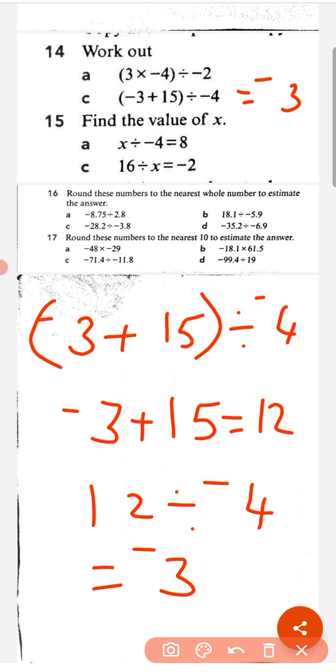Children, first we are doing the calculation in the bracket, that is negative 3 plus 15. We are adding numbers with different signs. Subtract the numbers, that is 15 minus 3 is 12. Then put the larger number's sign. Here the larger number is positive. So our answer is positive 12. Now 12 divided by negative 4. 12 divided by 4 is 3. Here we are dividing a positive number by a negative number. So our answer is negative 3.